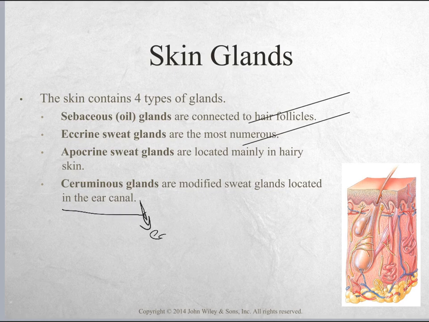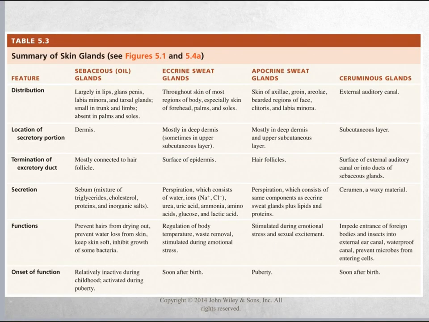And these are what are responsible for essentially making earwax. So it's located in the ear canal and makes our earwax. Table 5.3 summarizes all of our skin glands based on feature, where it's distributed, the type of gland: sebaceous oil gland, eccrine sweat gland, apocrine sweat gland, and ceruminous sweat glands.